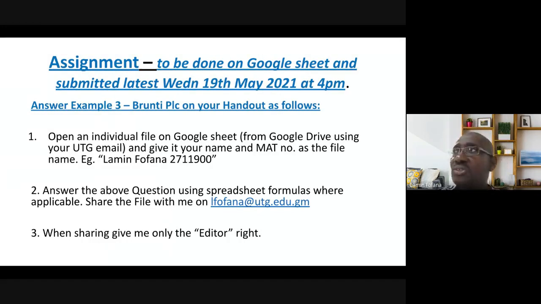Don't joke with it. For your information, you can discuss the assignment, but I don't want you to spy and copy from each other. If you do that, I will definitely know. With Google Sheet, it's very, very easy to catch people. So you can discuss the way to go about it, but don't copy from each other. Don't spy from each other. Is that noted?